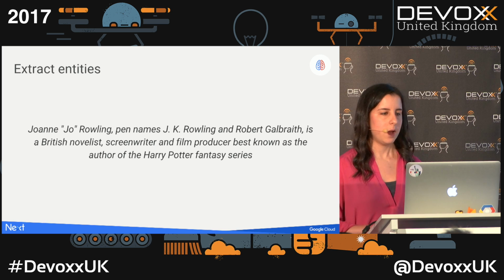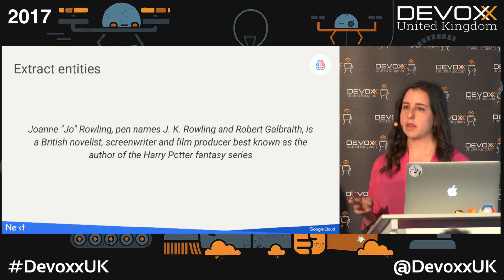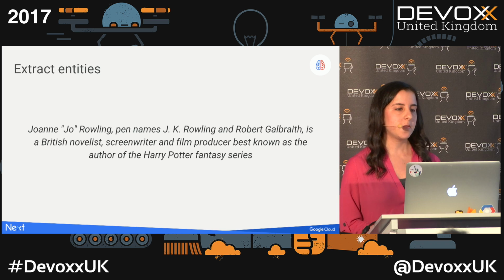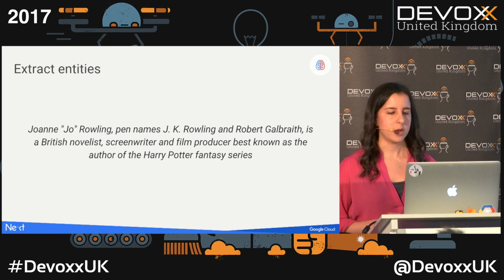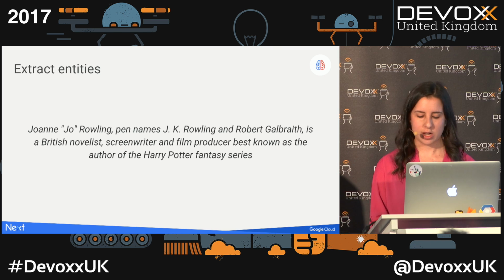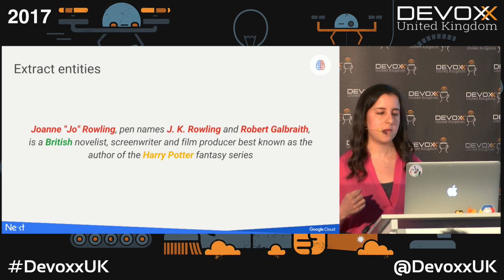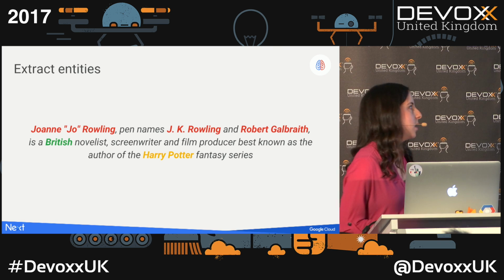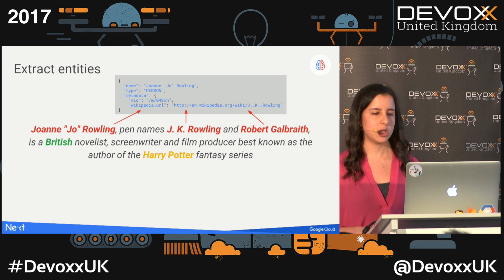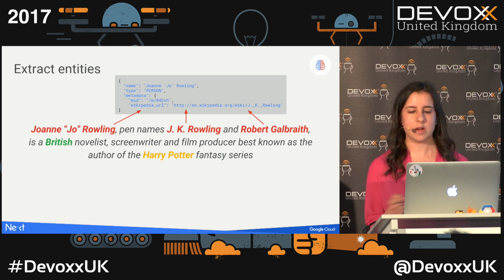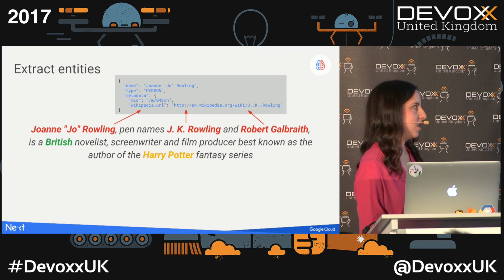So I wanted to show you in a bit more detail the 3 methods of this API that you can use. The first one is entity extraction. So I just took this sentence about J.K. Rowling from her Wikipedia page, and I ran it through entity extraction. And it's able to find these 5 entities in the text. And what's interesting about the first 3 is they all actually point to the same thing. They're all different ways of referencing J.K. Rowling. The third one is a pen name she used for a different book series.